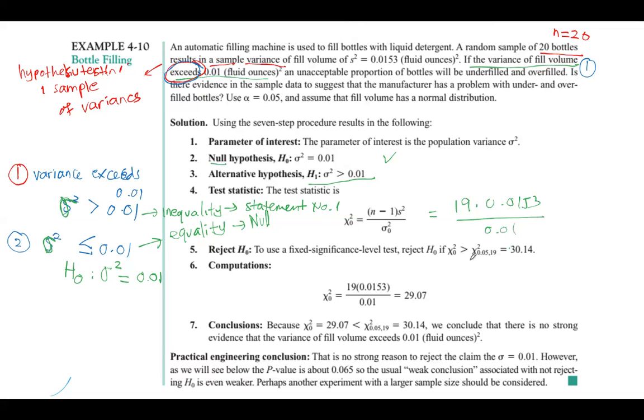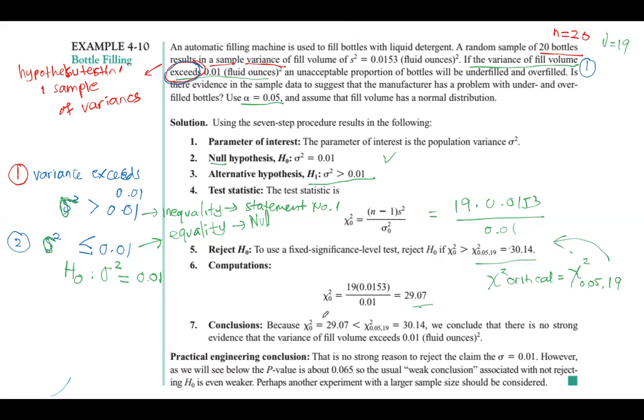Okay, and then to calculate this one, this would be 29.07. And don't forget to check the chi-square critical value, which we got from the chi-square table when the significance level alpha is 0.05 from here. And the degree of freedom is 20 minus 1, which is 19. Okay, which is that one.